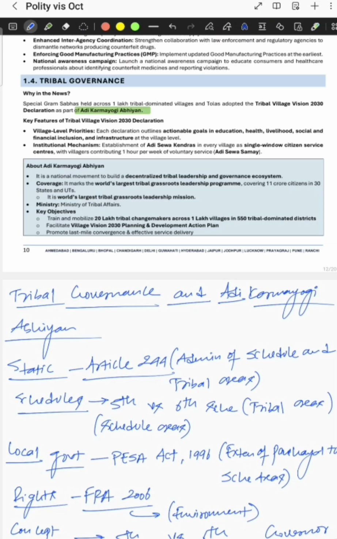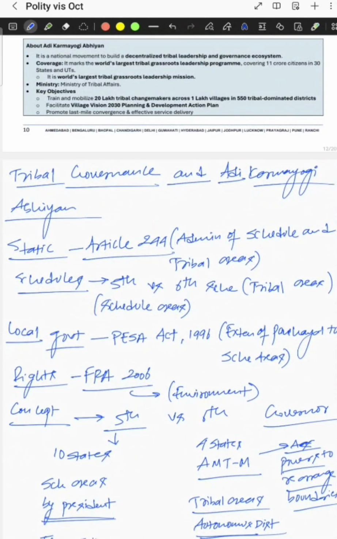What does it involve? It involves adopting the tribal village vision and establishing Adi Seva Kendras. What are Adi Seva Kendras? Those are single window service centers to promote self-governance and decentralized planning. So what are the static linkages with that? That is Article 244, administration of scheduled and tribal areas. Scheduled areas come under the 5th Schedule and tribal areas come under the 6th Schedule.